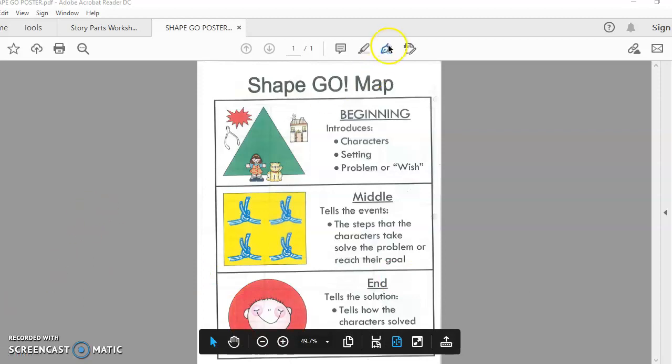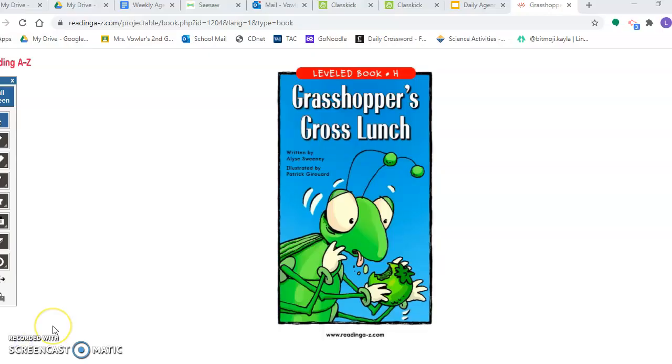So what we're going to do is practice using this shape organizer with a real story. The story I chose for you is called Grasshopper's Gross Lunch. And as we read, I'd like you to think about our shape organizer and think about all those story parts.